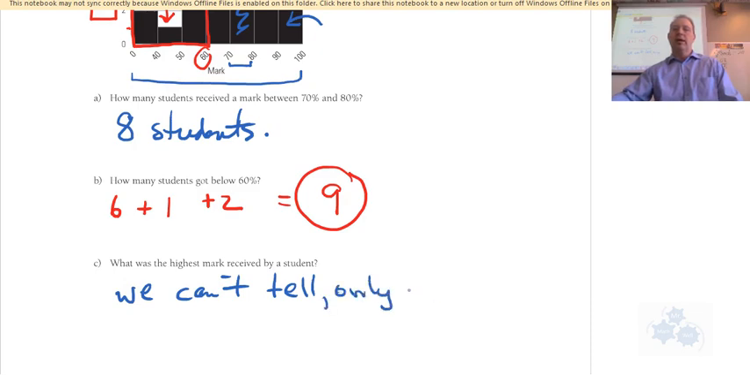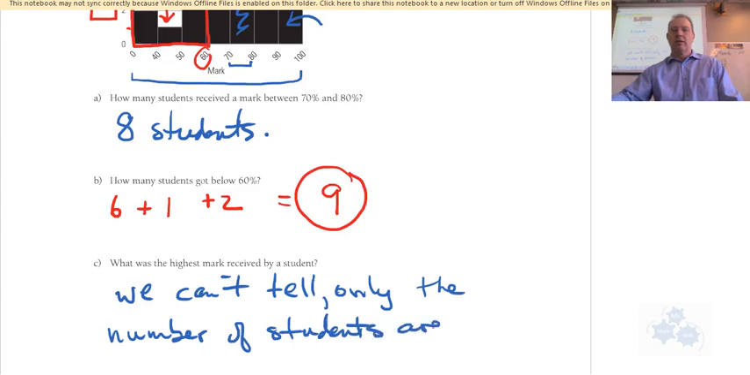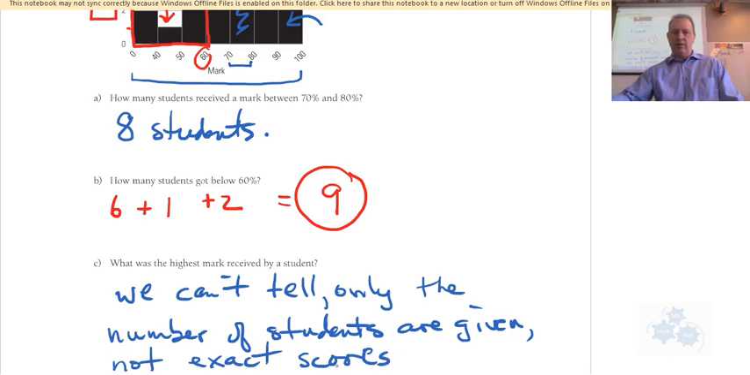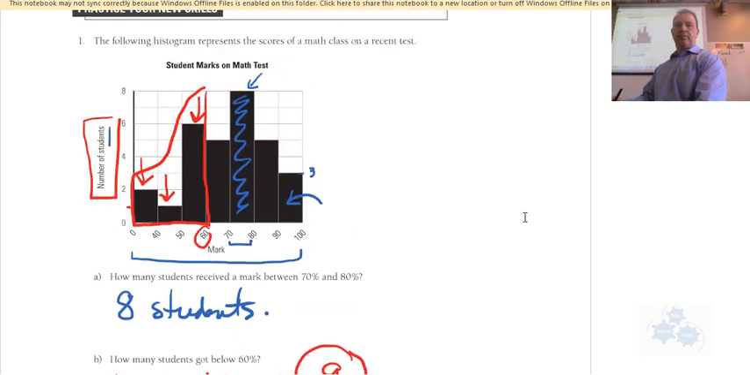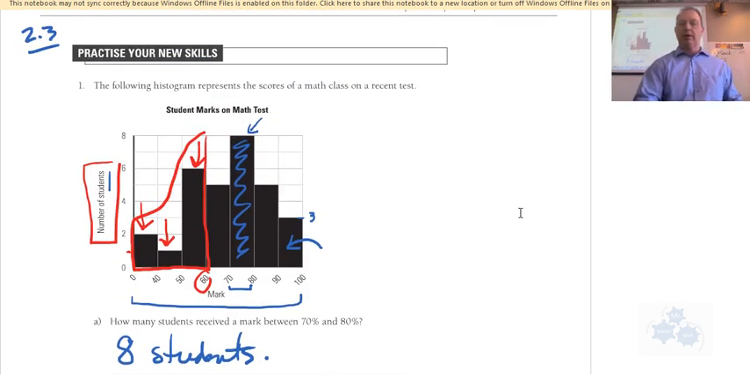Only a complete answer would, you would want to finish this off. Only the number of students are given, not exact scores. Okay, does that make sense? Not exact scores. That looks a little funny down there. Not exact scores. Okay? Okay, so that's question number 1.